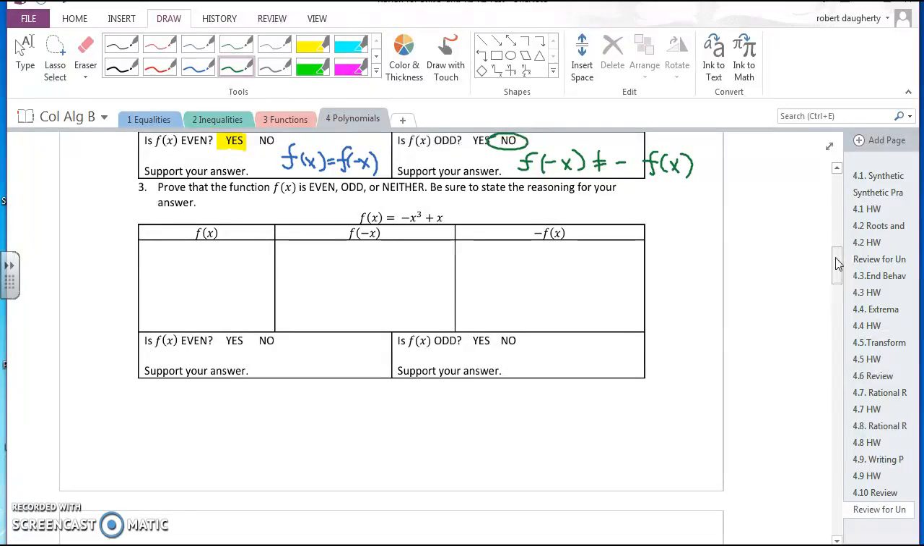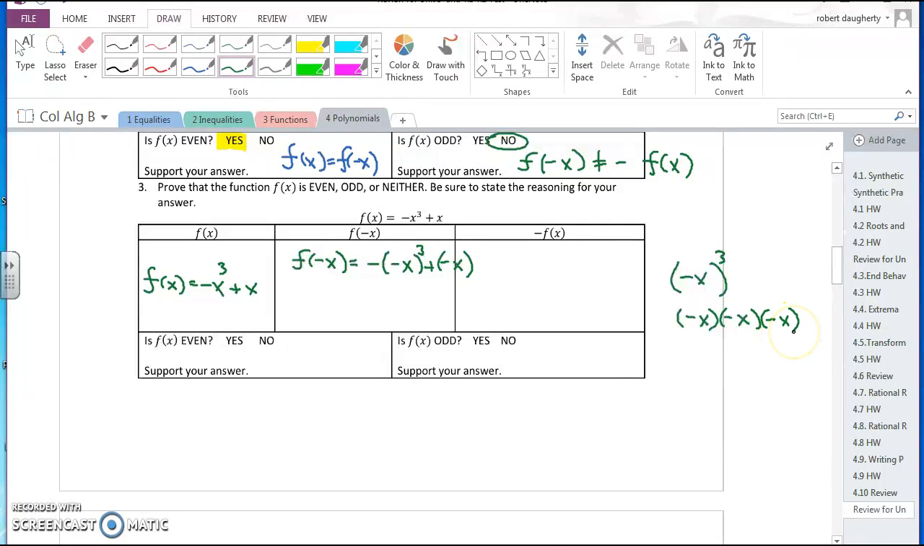Let's look at one more example here. F of x is negative x cubed plus x. F of negative x is going to be negative x cubed plus negative x. When you look at negative x cubed, let's just look at that over here. Negative x cubed is negative x times negative x times negative x. The negative and the negative make a positive, and then I'm going to have a negative. This is just negative x cubed.